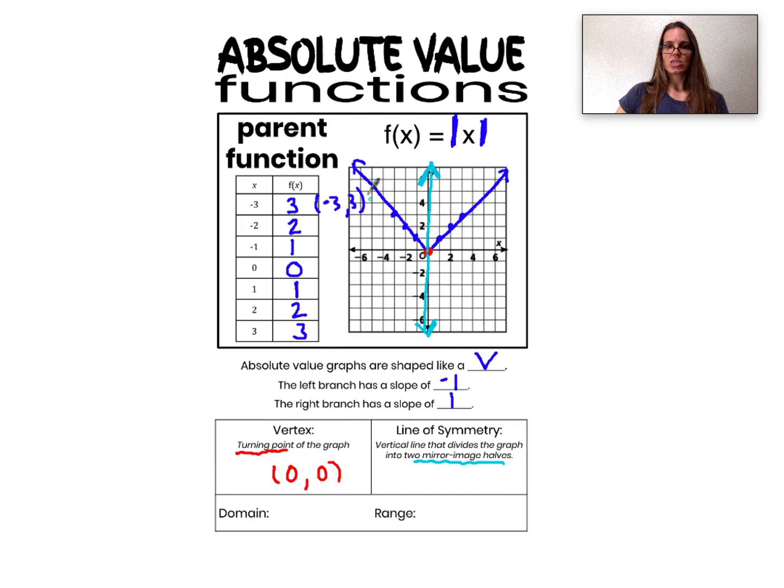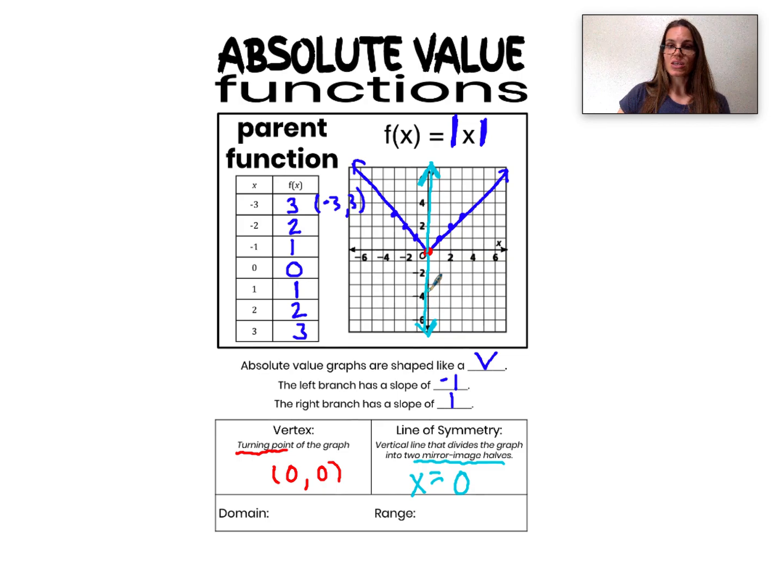So the right branch is a mirror image of the left branch. Every point on the right branch has a mirror on the left branch and vice versa. So 3 units to the right, 3 units to the left. What's the equation of this line of symmetry? Well, it's a vertical line, so it will be of the form x equals. And then this particular vertical line has an equation x equals 0. X equals 0 is the line of symmetry for the absolute value parent function.